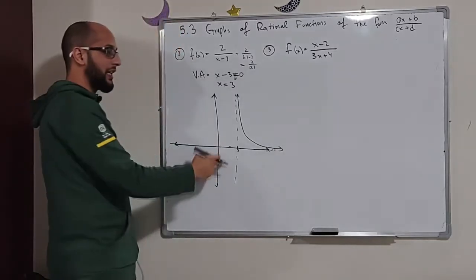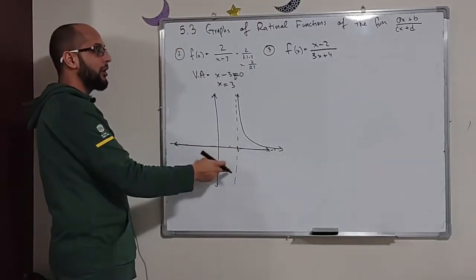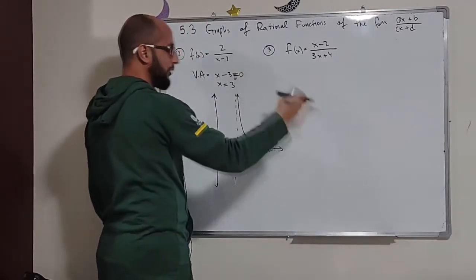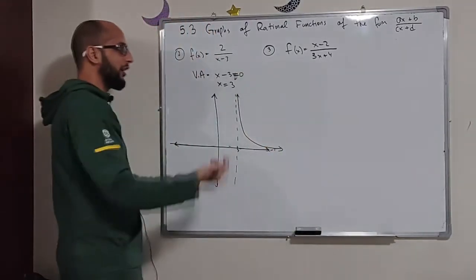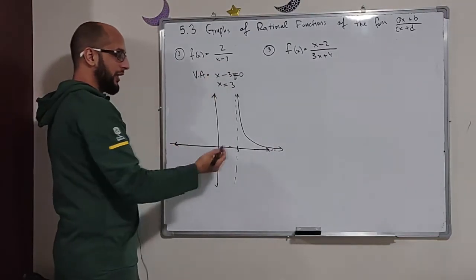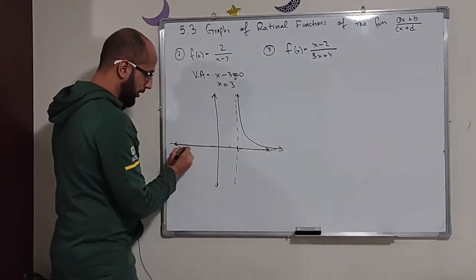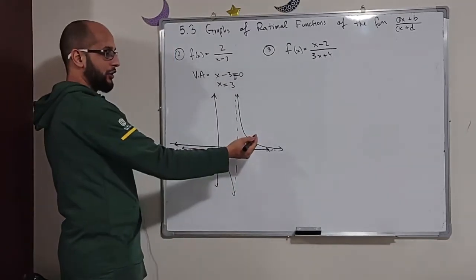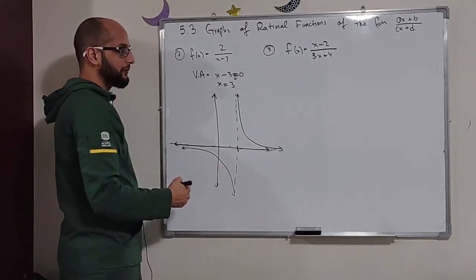Now to the left of it, I still need to determine whether it will be at the top or at the bottom. So I can plug in a number to the left of 3. So I can plug in 2.9. 2.9 minus 3 will be a negative number, and the 2 is still positive. So this is what my function would look like. Positive to the right, negative to the left.